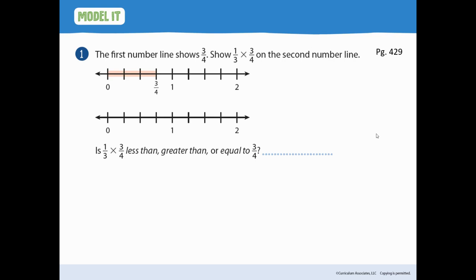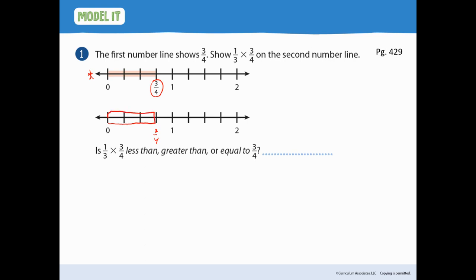So let's look at number 1. The first number line shows 3/4. That's here. And that does show 3/4. That's where the number stops. Now, it says show 1/3 times 3/4 on the second line. So on the second line, again, I'm going to write 3/4 here. And I'm going to make this same box that they did.